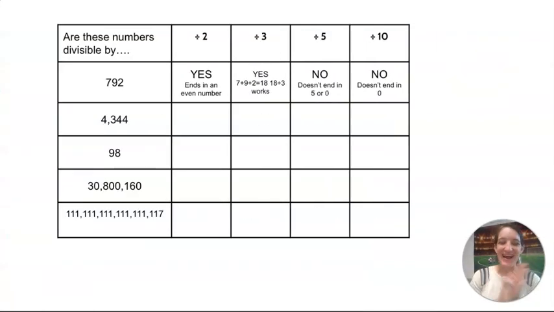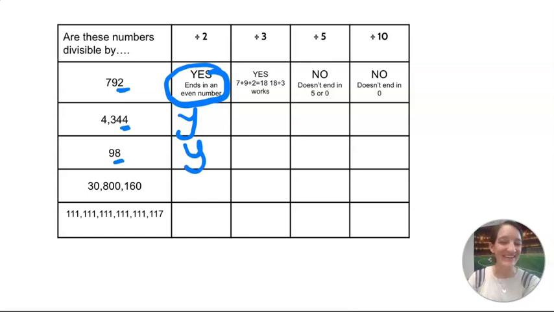All right, let's do some practice. So 792 is divisible by 2 because it ends in an even number. 4,344 also is divisible by 2 because it ends in an even number. 98 is divisible by 2. It ends in an even number. So is this big number. It's divisible by 2. It ends in an even number. This one is not divisible by 2. It ends in a 7. 7 is not even. It will not go in evenly.